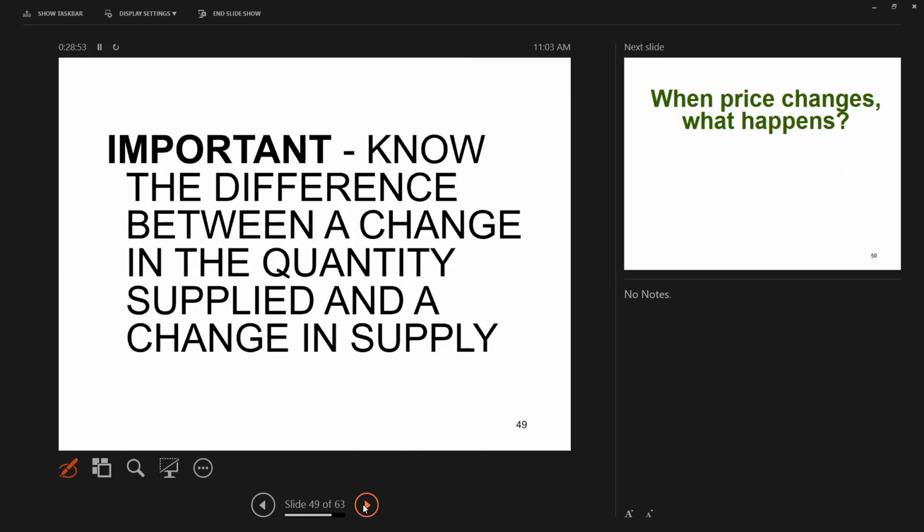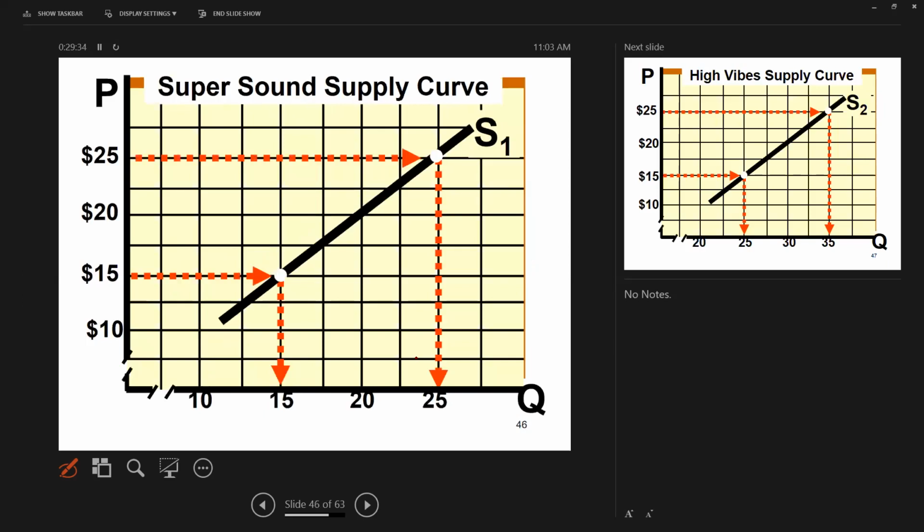Now, just like with demand, I've got another slide here that says it's important to know the difference between a change in the quantity supplied, and that's going to be caused by a change in price and a change in price only. Just like last lecture, we said that a change in the quantity demanded is caused by a change in price only. So that's one thing. I need to know the difference between that and a change in supply. A change in supply is where we shift the curve. And that happens when we violate our ceteris paribus conditions.